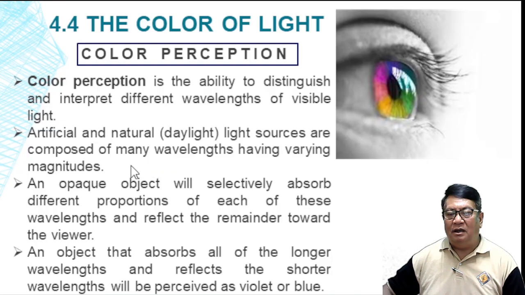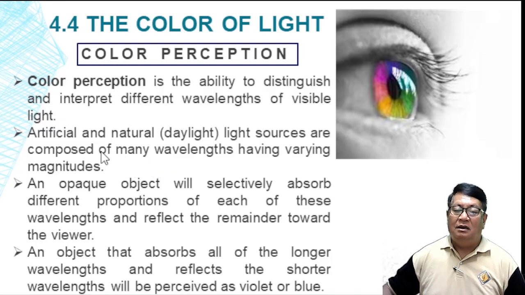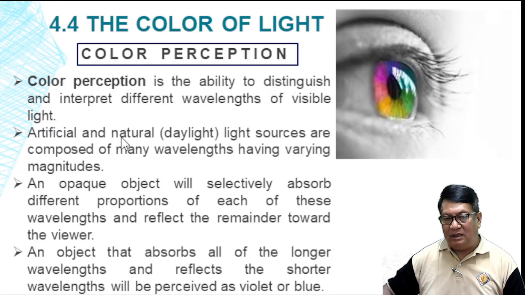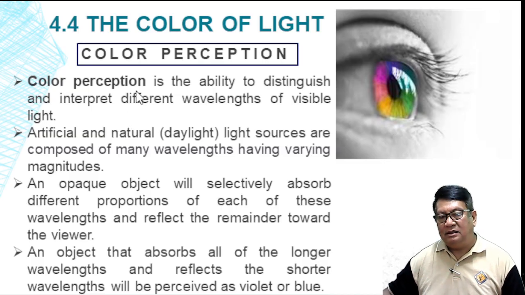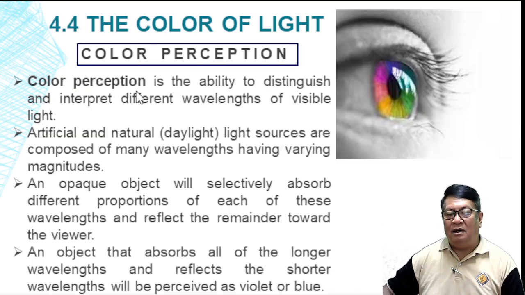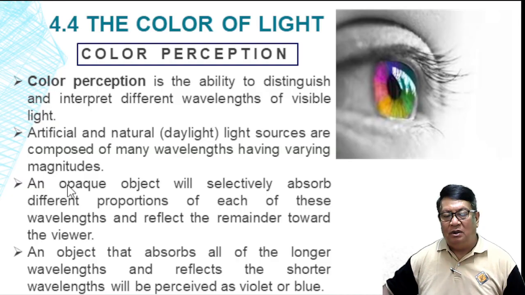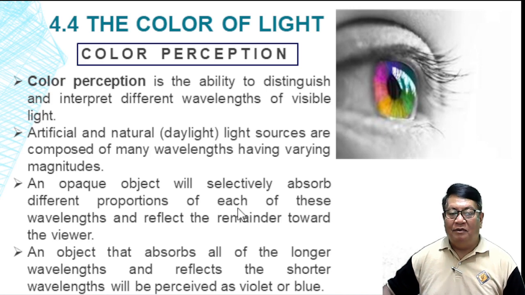For example, artificial and natural light sources are composed of many wavelengths having varying magnitudes. So it depends on the color that illuminates these objects, or the visible lights. An opaque object will selectively absorb different proportions of these wavelengths and reflect the remainder towards the viewer.